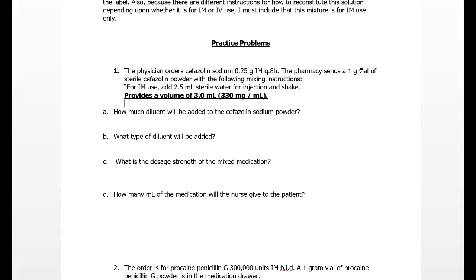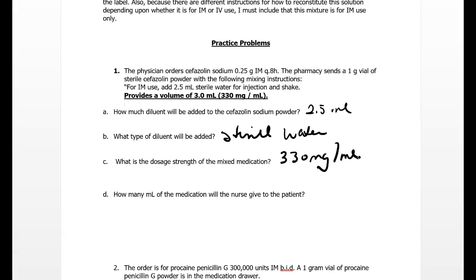So, how much diluent will be added to the cefazolin powder? Well, it says right here it's 2.5 milliliters. And what type? We're going to put sterile water. My writing isn't that great. And so what's the dosage strength of this mixed medication? It's 330 milligrams per mL.